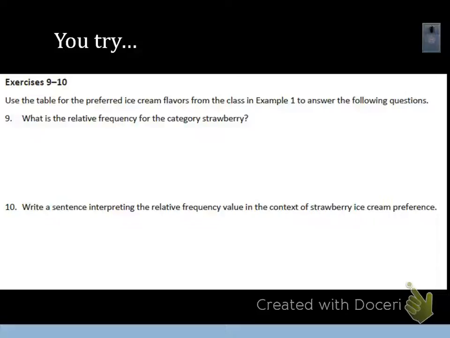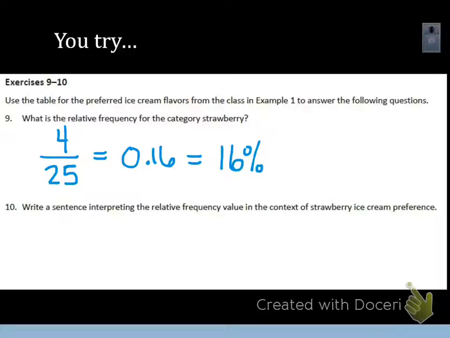All right, so if I take a look at that relative frequency for the strawberry, I know that 4 students preferred strawberry out of the 25 students. And if I take 4 divided by 25 on a calculator, I end up getting 0.16. So what that means is that the relative frequency is 16% of students preferred strawberry ice cream. Okay, so that's going to be my sentence here.